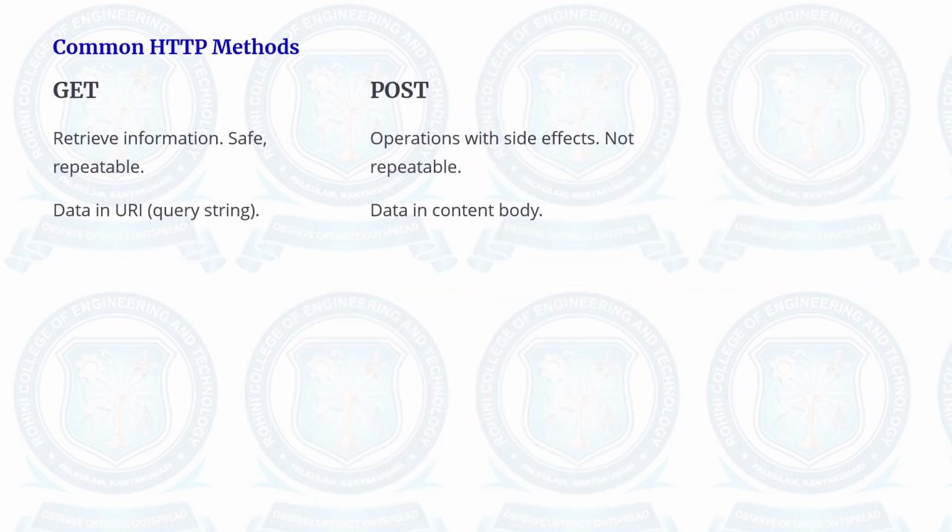Common HTTP methods are the GET method and POST method. The GET method retrieves information; it is safe and repeatable. The POST method performs operations with side effects and is not repeatable. In GET, data is in the URI; in POST, data is in the content body.